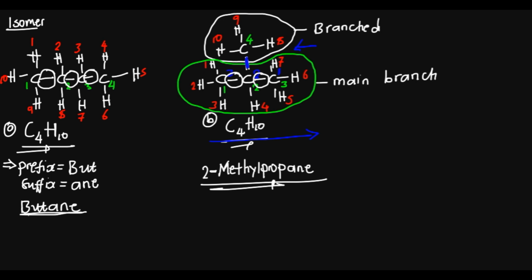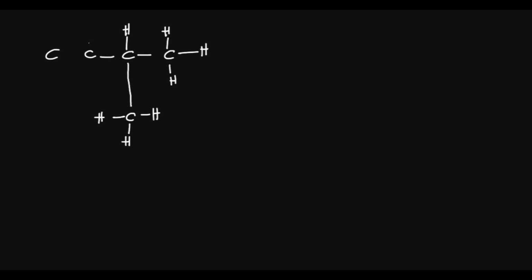Okay, let's look at another example, but this time we'll just look at how we can name another compound where we have a branch. So let's say we have 1, 2, 3, 4. Okay, so you can feel free and try to name this structure.